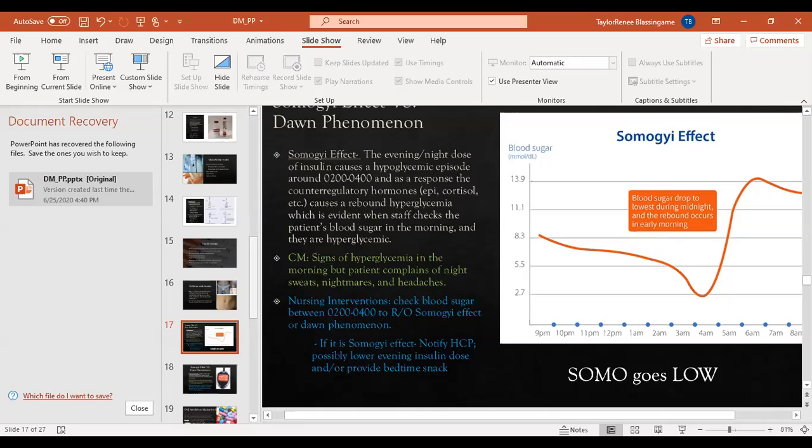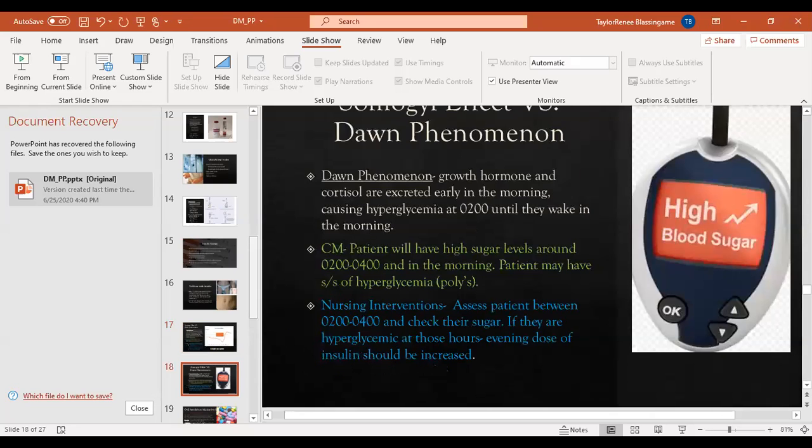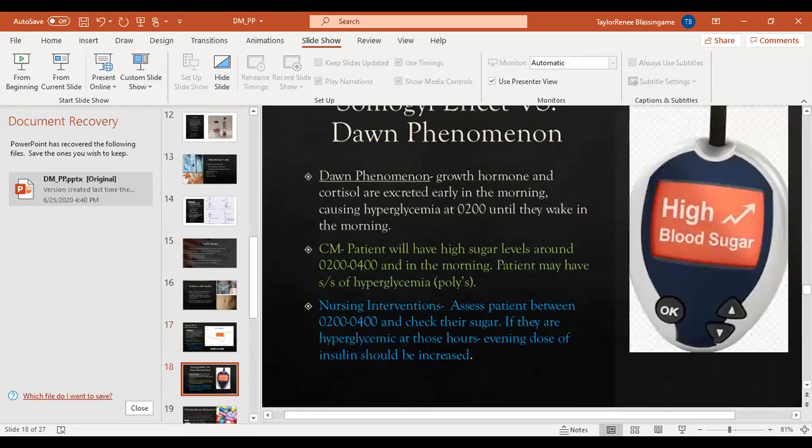So I always thought Somogyi effect, SOMO goes low. Because the Dawn phenomenon is like the opposite of this. So SOMO goes low. And then back, try to reason out.